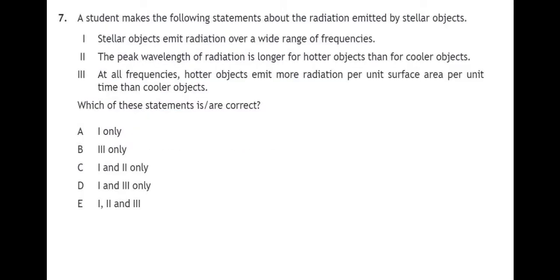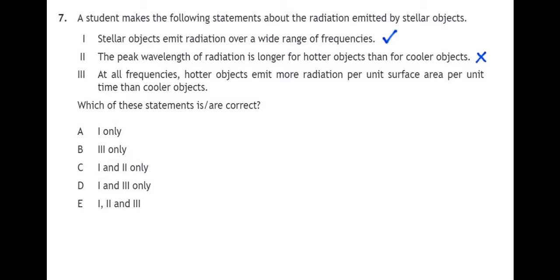Number 7. A student makes the following statements about the radiation emitted by stellar objects. 1. Stellar objects emit radiation over a wide range of frequencies. That is true. 2. The peak wavelength of radiation is longer for hotter objects than for cooler objects. That is false. The hotter the object, the shorter the peak wavelength will become.